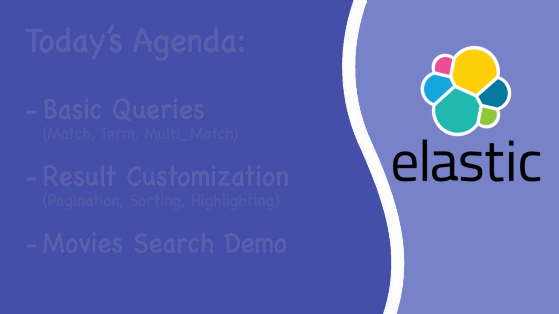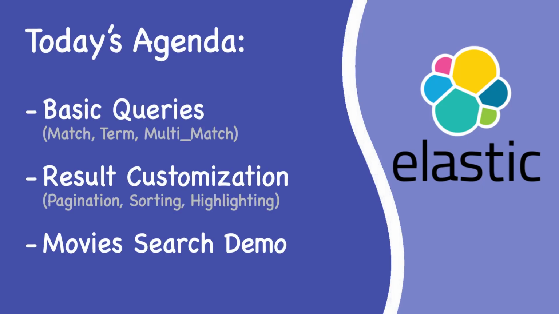Welcome back to StackTrekker. In this video, we'll dive into search in Elasticsearch, the core feature that makes it so powerful. We'll start with the basics like match, term, and multi-match queries. Then we'll look at ways to customize results with pagination, sorting, boosting, and highlighting. Finally, we'll apply everything to a movies dataset, running searches by title, director, and actors, and experimenting with filters, phrases, and fuzzy search. All right, let's get started.